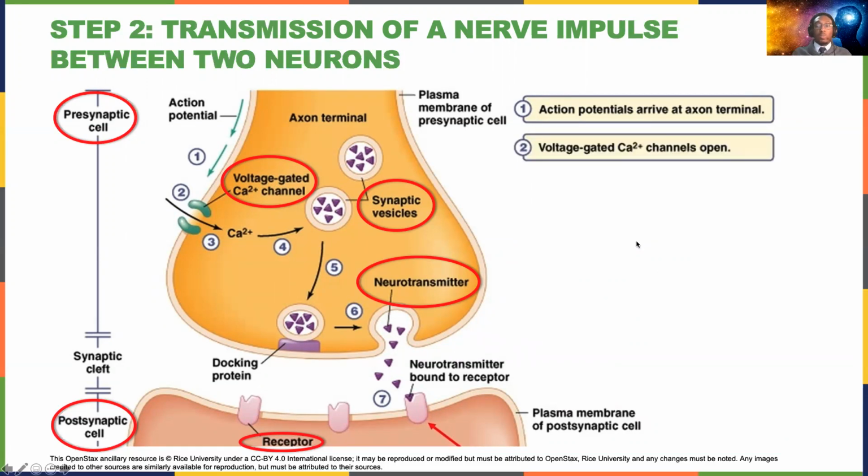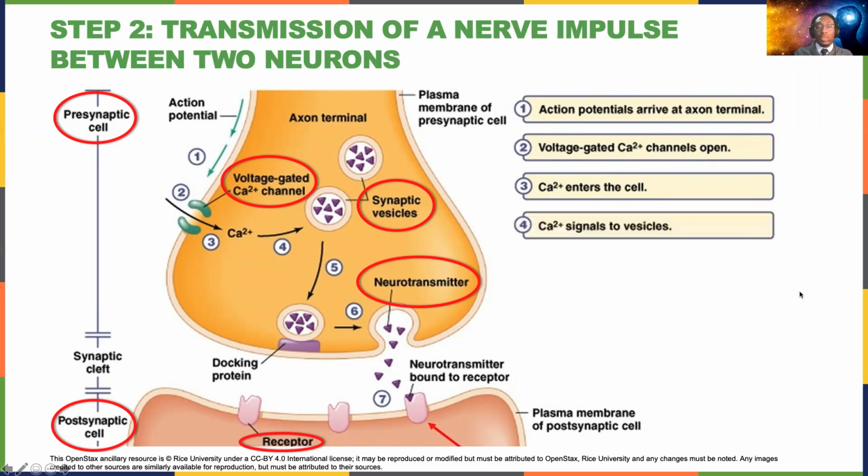So very similar to the potassium channels as described previously, these voltage gated calcium channels only open at a specific voltage once the axon membrane becomes positive enough. And that allows calcium, which is highly concentrated on the outside of the cell, to come inside of the cell. And calcium's job at the axon terminal is to signal vesicles.